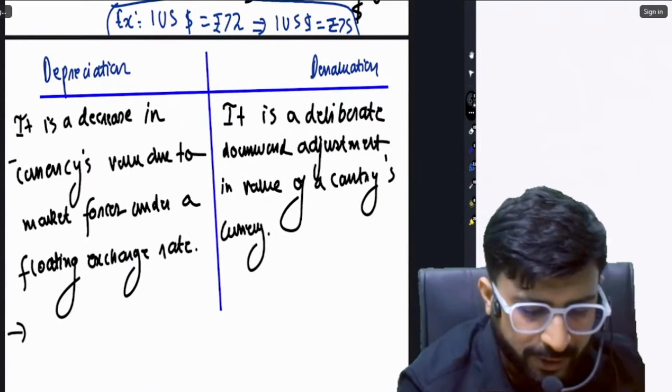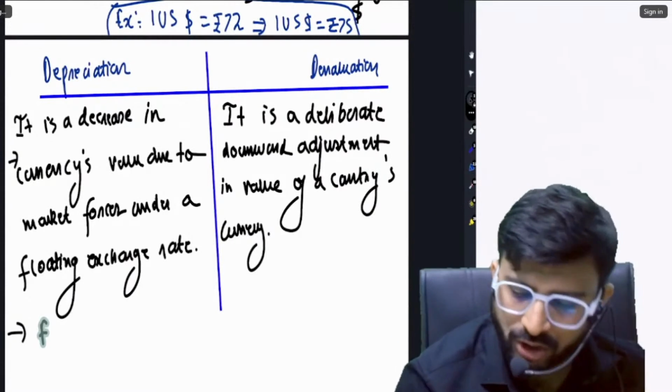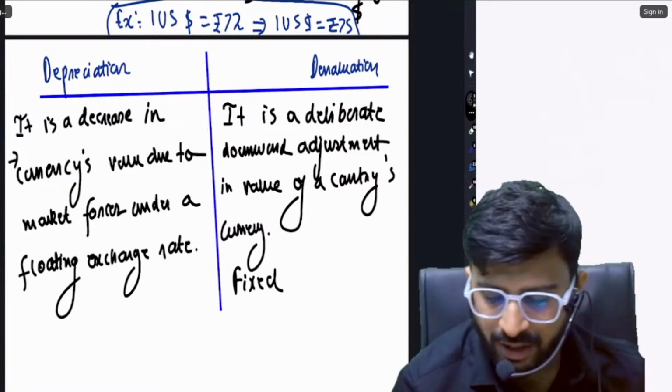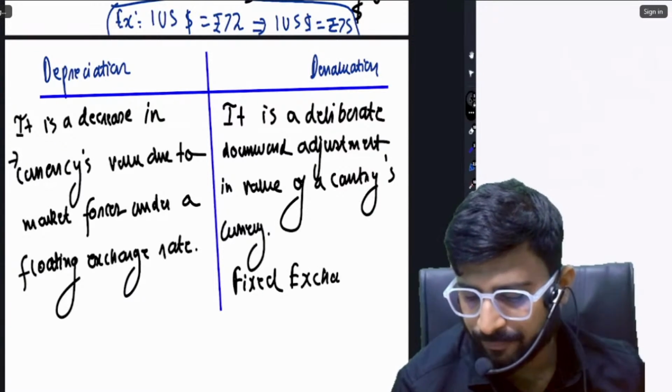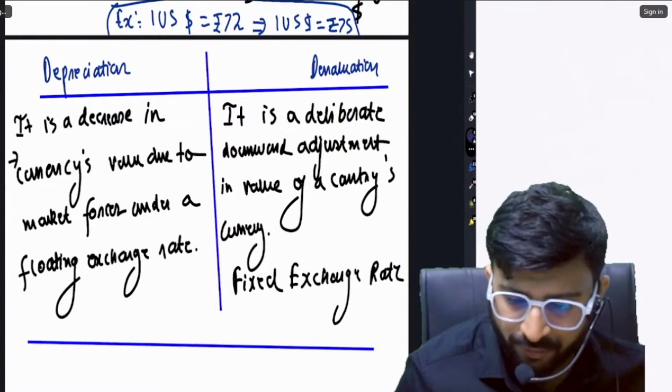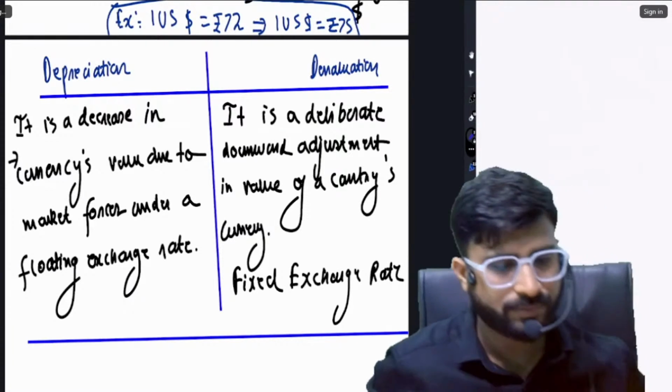So when does it take place? It takes place under a fixed exchange rate. That we have written, no? So no need to write anything else. Fixed exchange rate system, that's it. That is prima facie the main difference.